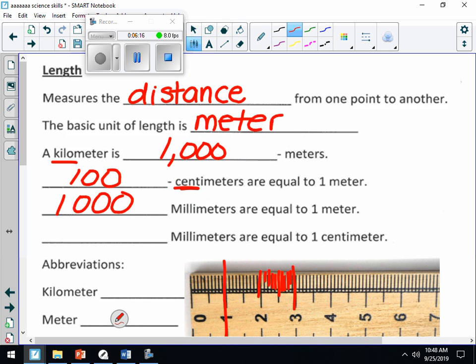How many millimeters? You want to count them? Here's 1 centimeter. How many millimeters? 1, 2, 3, 10. Good job. Entiende? How is this? Too fast, too slow? Are we at a good pace? Do you understand it better now? Does it make more sense? Good.